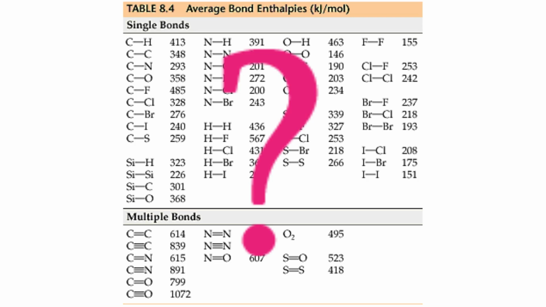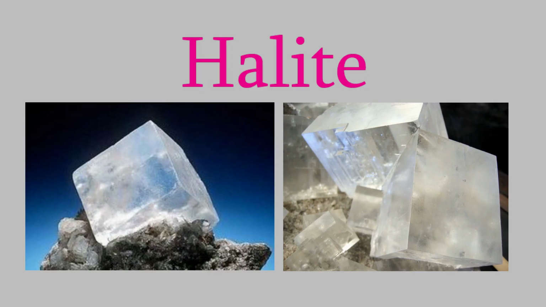Actually, there's not. It turns out that we can't calculate the bond enthalpy for an ionic bond the same way we do for covalent bonds. The reason has to do with the nature of the ionic bonds in a crystal. For example, the mineral halite is made of sodium chloride. The cubes you see here are large single crystals of sodium chloride.